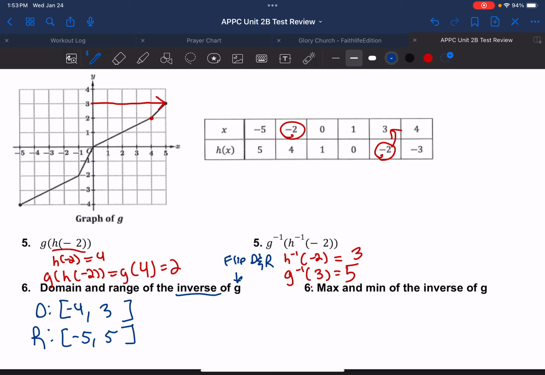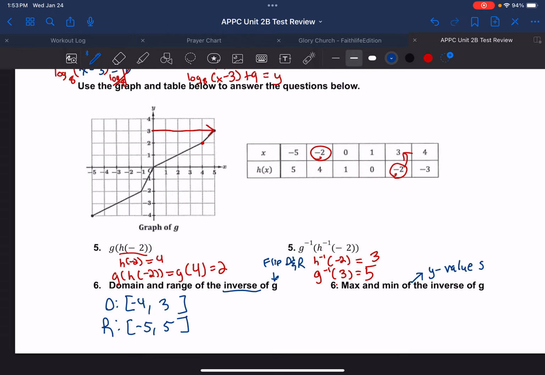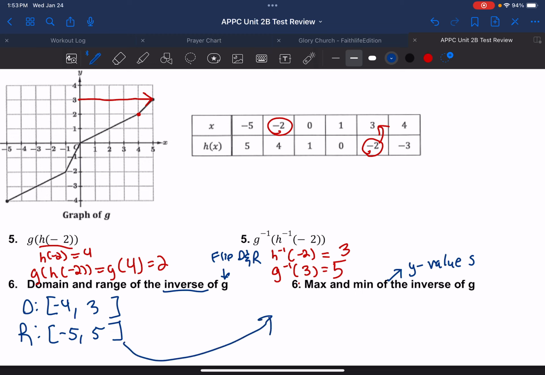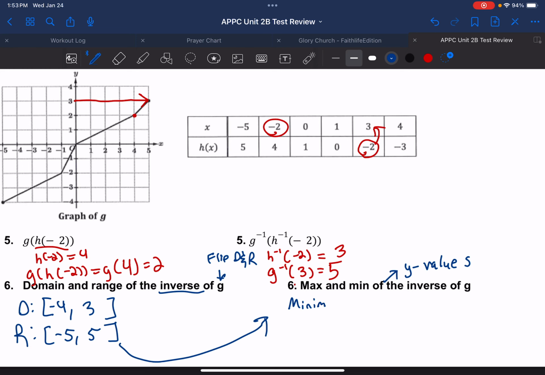And then for the max and min of the inverse, when it talks about the max and min values, remember this is always talking about y values. So why that's important is it's the y values of my inverse, so that can come straight from my range. Range is my smallest y value to my largest y value. So the smallest y value here, my minimum, is going to be at negative 5, and my maximum is going to be at 5.